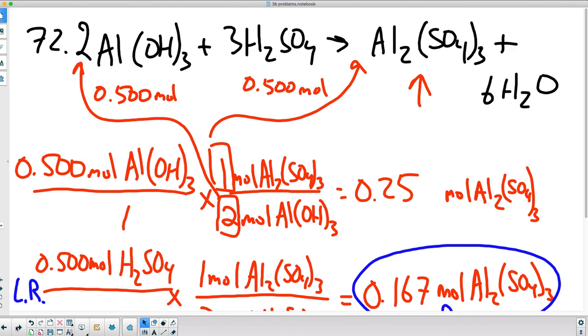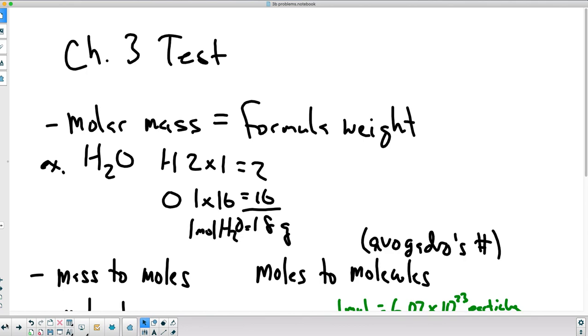Okay, this is just an example of a limiting reactant. There are no limiting reactant problems on the chapter test, but you should be able to do a mass-to-mass problem. You should be able to do mole calculations.